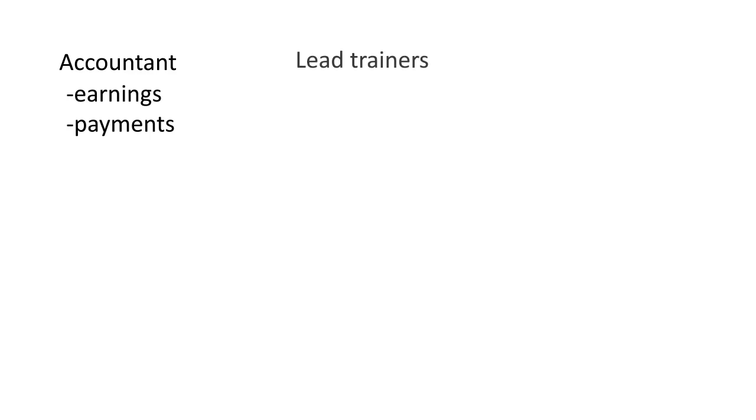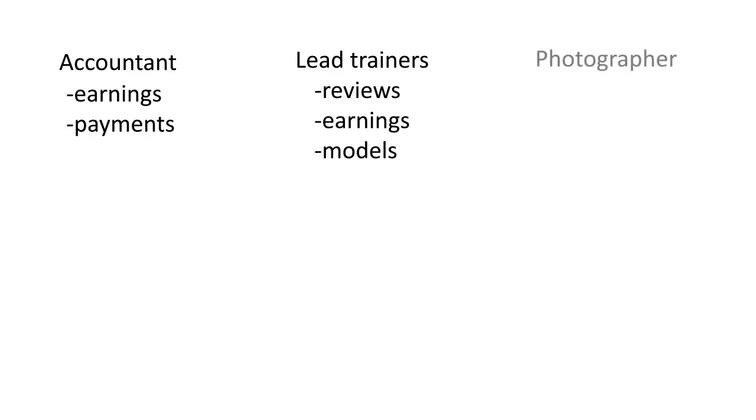Rights for lead trainers. Lead trainers must have access over all written reviews, written by smaller trainers, and maybe also to earnings, etc. Rights for photographers. Photographers, for example, might only need access to the list of models and tasks. That is all they should have access to.